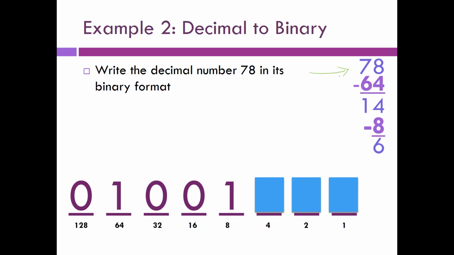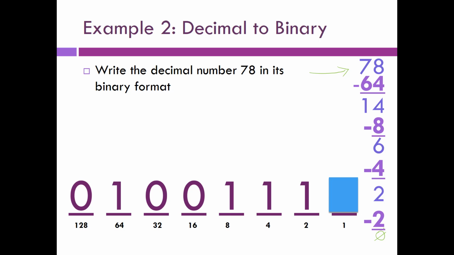4 actually can go into that number. So I'm going to take a 4. I'll put a 1 where that is, and I'll subtract 4. Now that leaves me with 2, and my next placeholder is 2, which is a perfect match. So I'll put a 1 there. That gives me a 0, which means I'm basically done. So that last digit will be a 0.